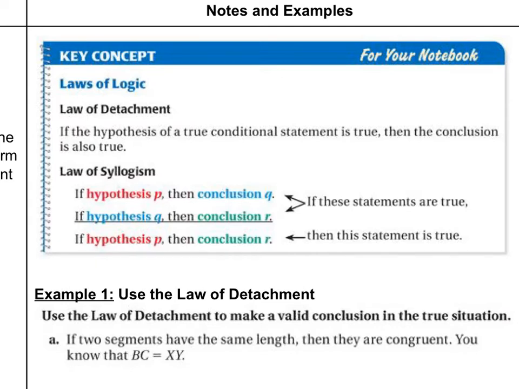And then the law of syllogism. It's kind of like the transitive property. If hypothesis P, then conclusion Q, hypothesis Q, conclusion R, and then you cross out the ones they have in common, and then you just say the hypothesis from the first one and the conclusion of the second one to make your third statement. So we cross out what they have in common. Okay?